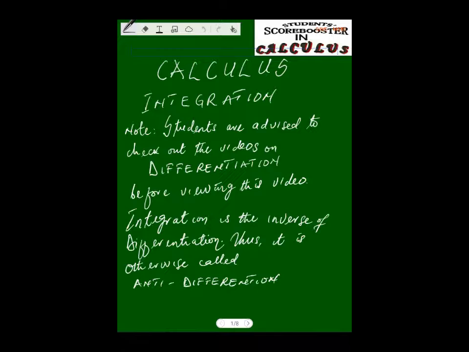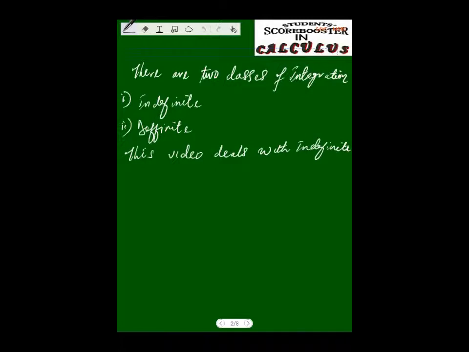So, integration is the inverse of differentiation. Thus, integration is sometimes called anti-differentiation, just because it is the reverse of differentiation. There are two classes of integration procedures. The first one is indefinite, and the second one is definite. So for this first video under integration, I'm going to be dealing with the indefinite integral.